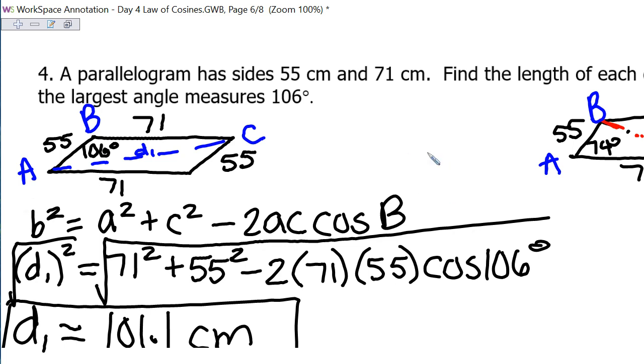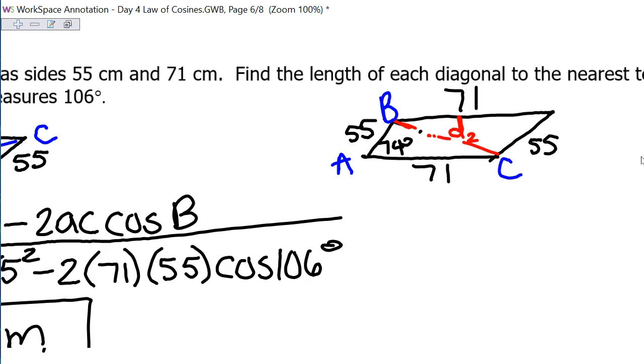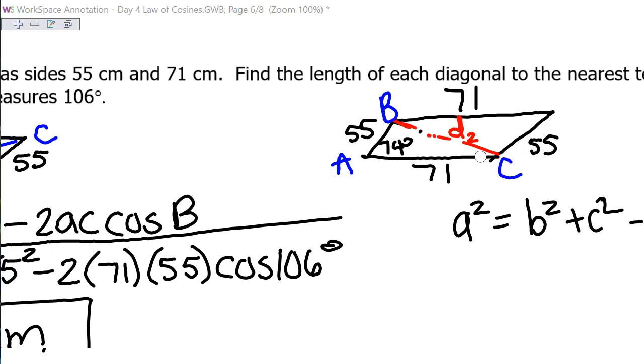And now this is angle A. So if I know angle A, which formula do I use? A squared, B squared, or C squared? A squared. So this would be A squared equals B squared plus C squared minus 2BC cosine of angle A.